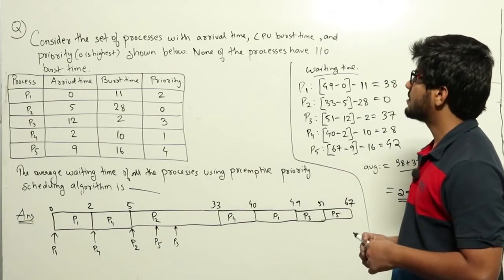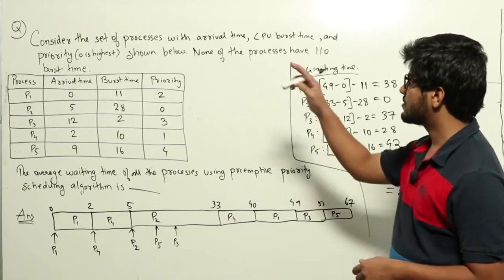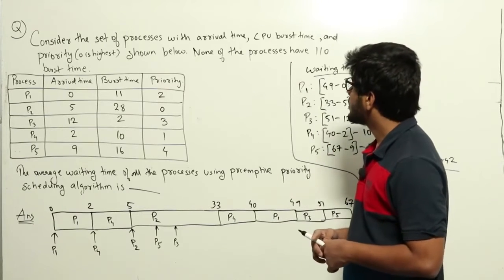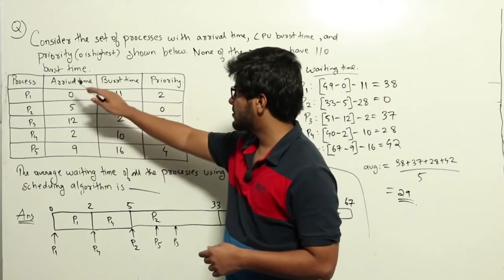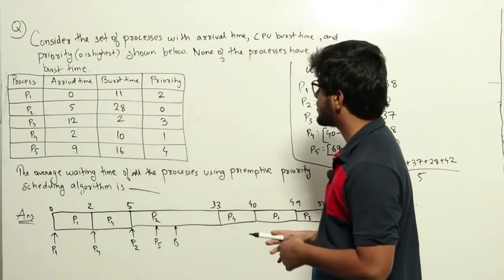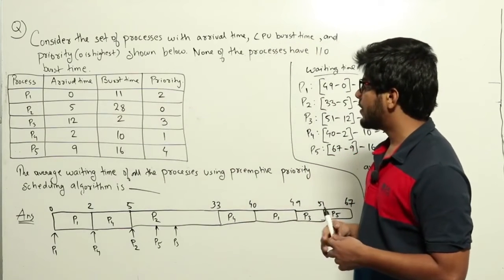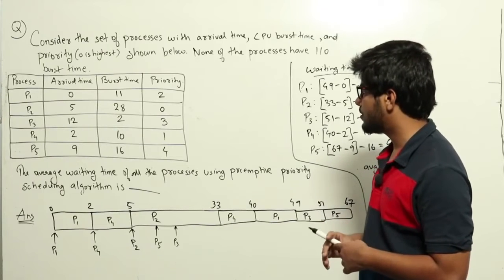Consider a set of processes with arrival time, CPU burst time and priority. 0 is the highest, shown below. None of the processes have IO burst time. So we are given this table of processes P1 to P5 with arrival time, burst time and the corresponding priority. The average waiting time of all the processes using preemptive priority scheduling algorithm is.